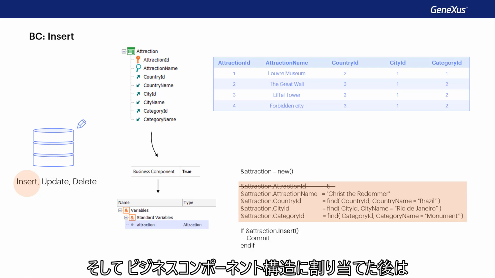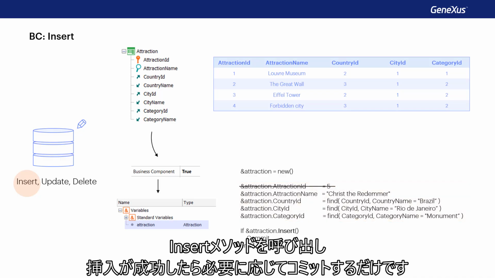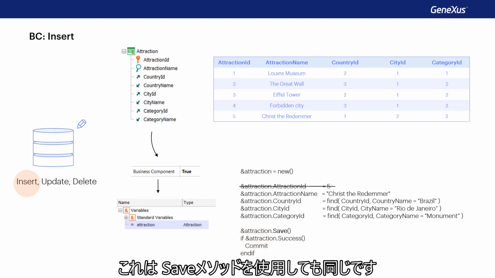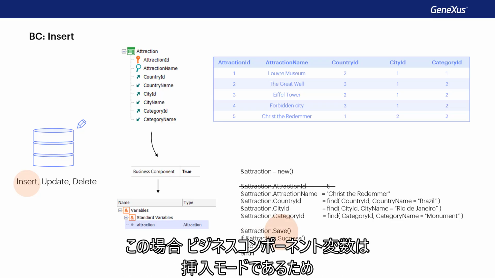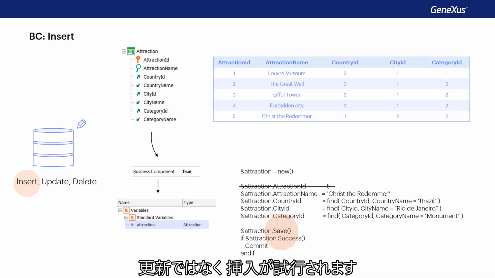Finally, after loading the business component structure, the only thing left to do is to invoke the insert method and commit if we want when the insertion is successful. This is the equivalent to using the save method. Since, in this case, the business component variable is in insert mode, it'll try to insert and not do an update.